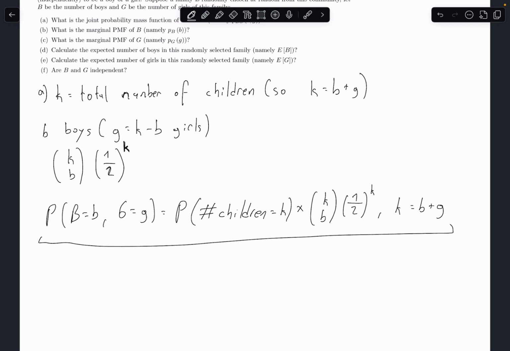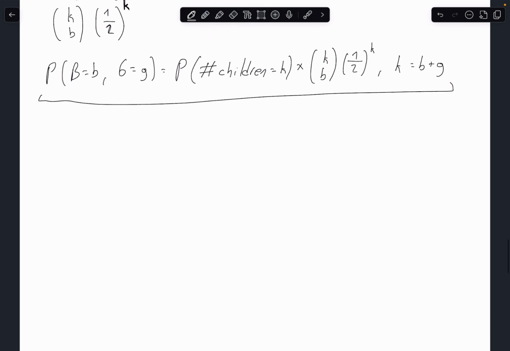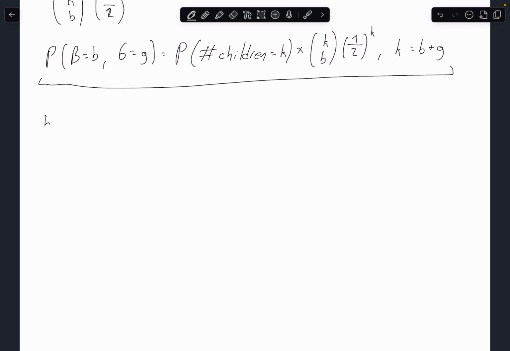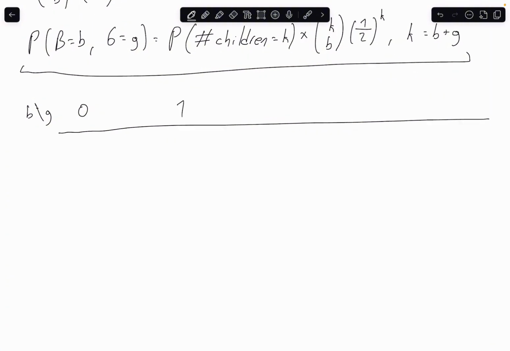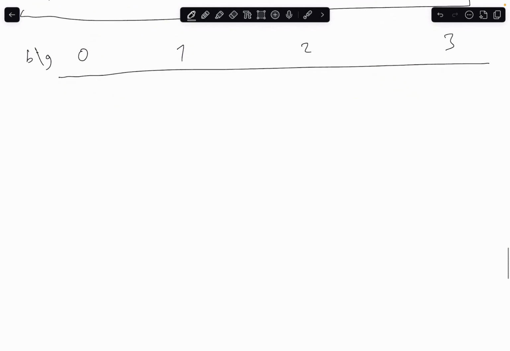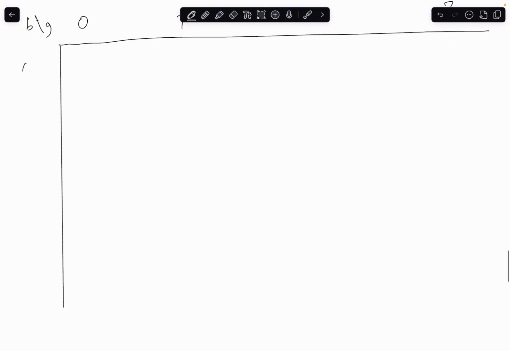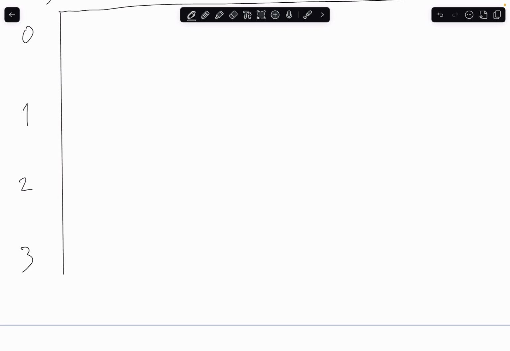Okay, so let's create a table. Let's write B, G in here, and number of girls in the first row 0, 1, 2, and 3, and boys in the first column. Let's make this straight. 0 boys, 1 boy, 2 boys, and 3 boys.